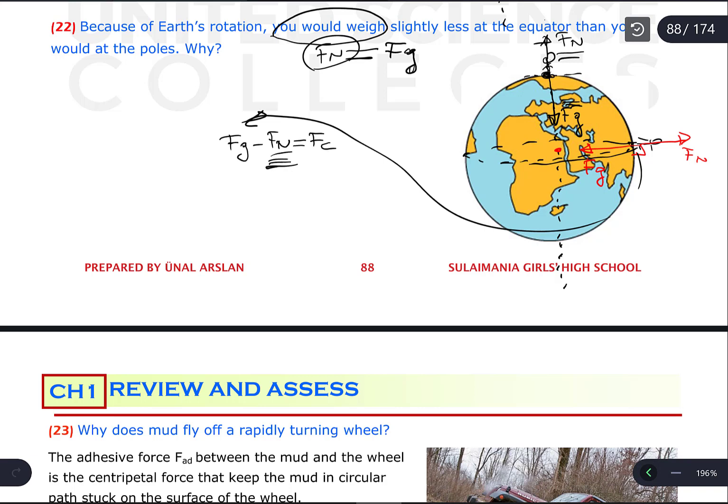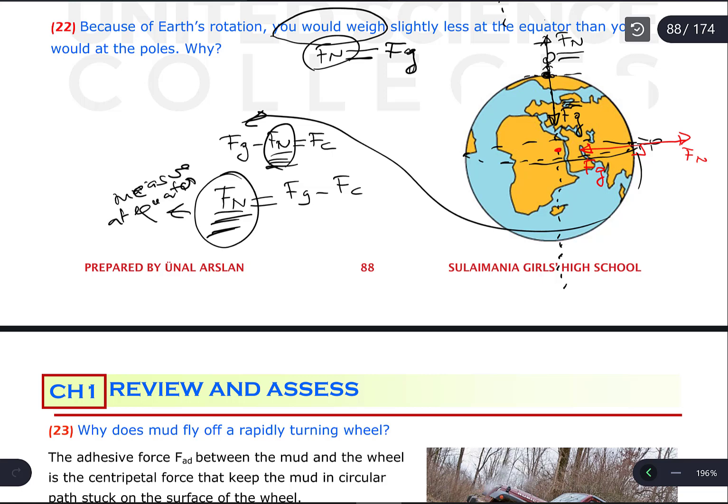Because you measure Fn when you're stepping on a scale, I'm going to change this equation to calculate Fn. Negative Fn will be taken to the right side, so Fc will be taken to the left side as negative. So Fn is going to be Fg minus Fc. So this is what you measure at the equator.